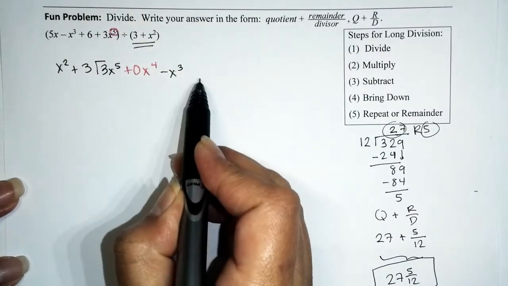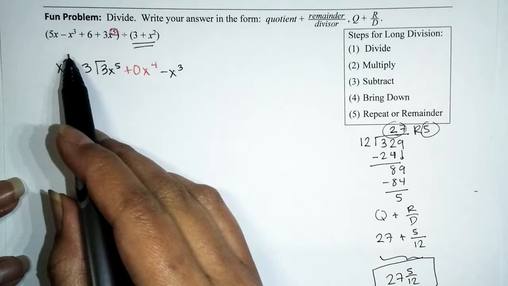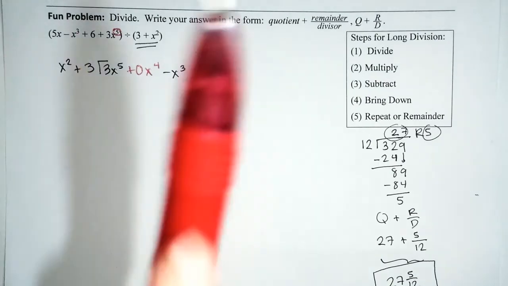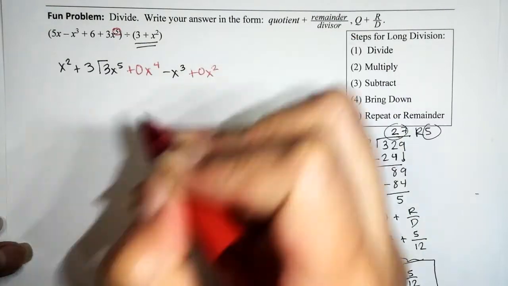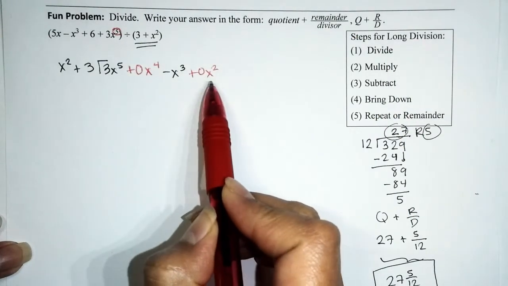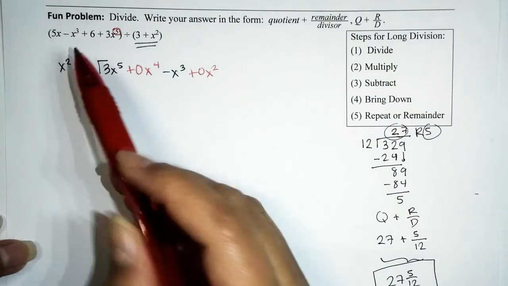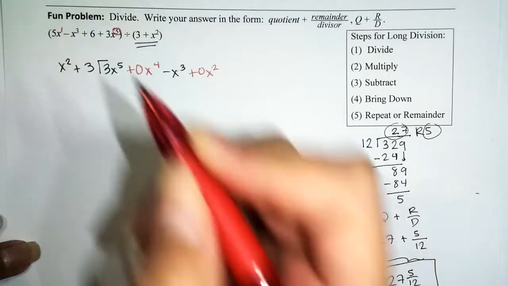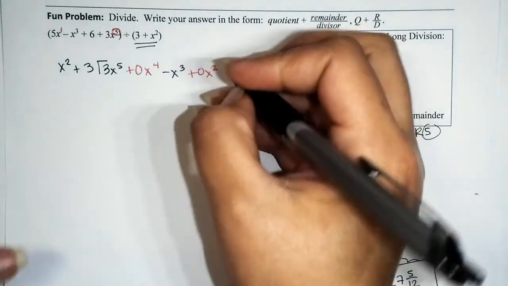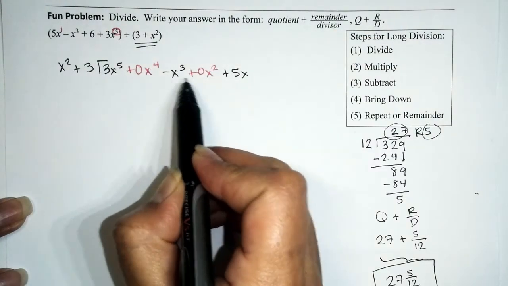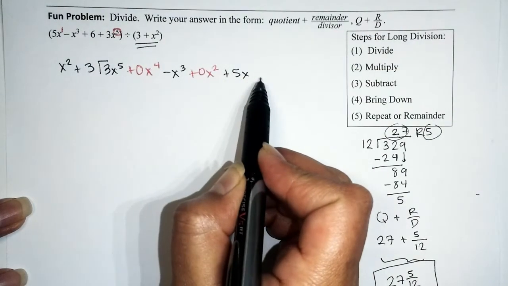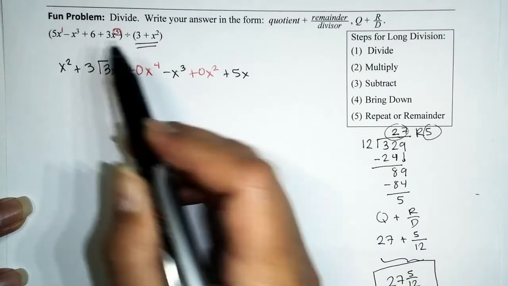5, 4, 3, 2, degree 2 term, we do not. So let's go ahead and put another 0 placeholder. Cool, so 5, 4, 3, 2, 1. Do we have a degree 1 term? We sure do. That's our 5x term, so plus 5x. So 5, 4, 3, 2, 1, blast off. Our degree 0 term. Do we have a constant term? We sure do.